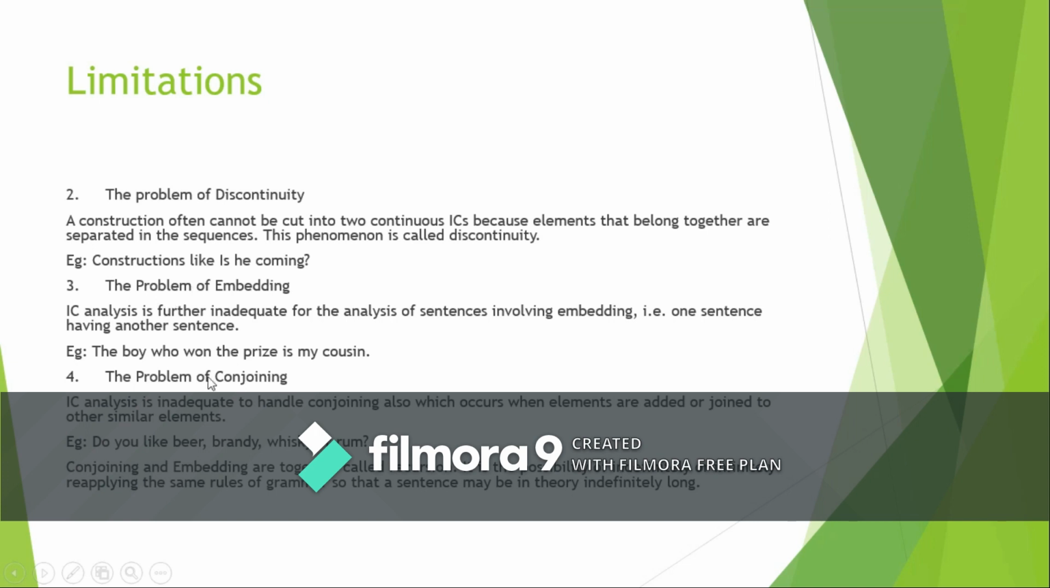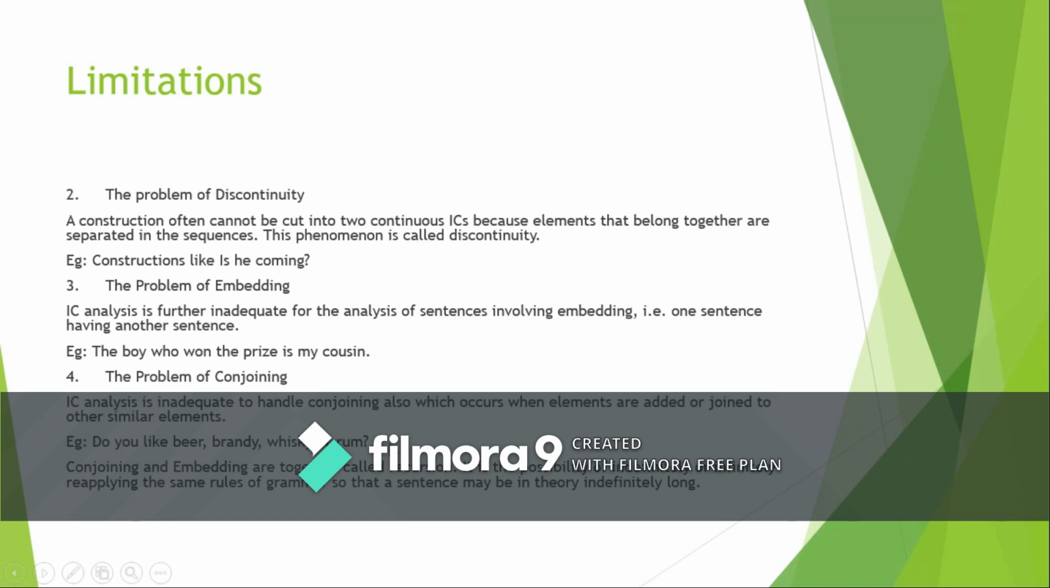Conjoining and embedding, the third and fourth problems, together are called recursion. Recursion means you can continuously use these two processes to make a sentence infinitely long. For example, the boy who won the prize is my cousin, who is related to me by the uncle who lives in London, which is the capital city of England, who once colonized us. I'm just telling this off the cuff, so bear with me. Okay, so this is recursion. Three and four together, these two processes, are called recursion.